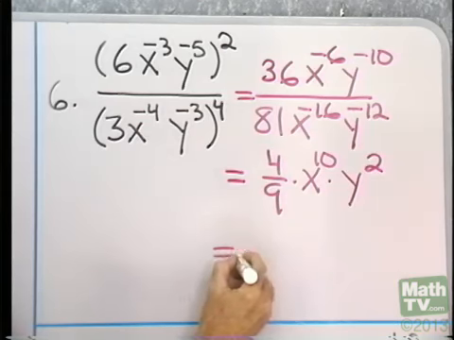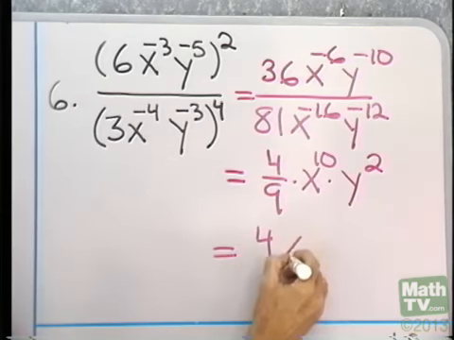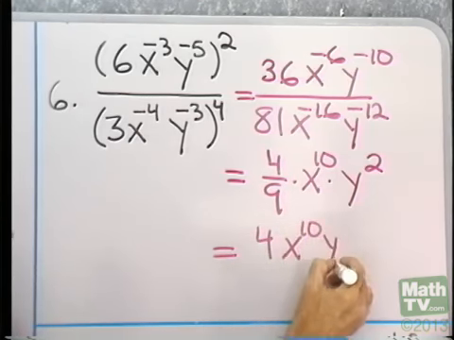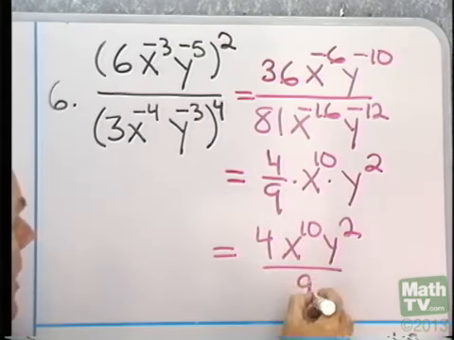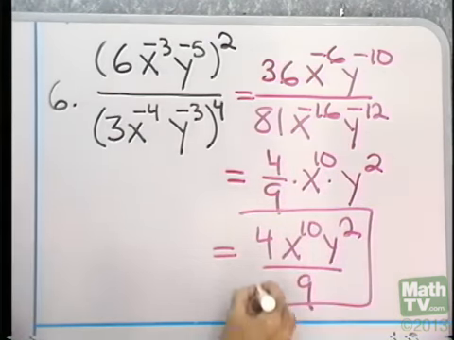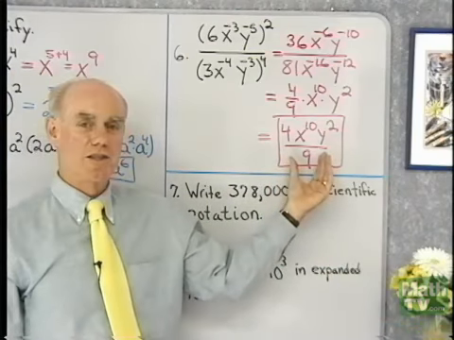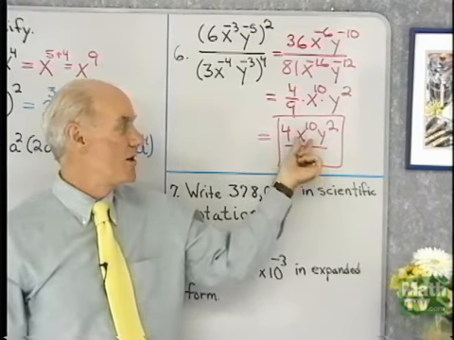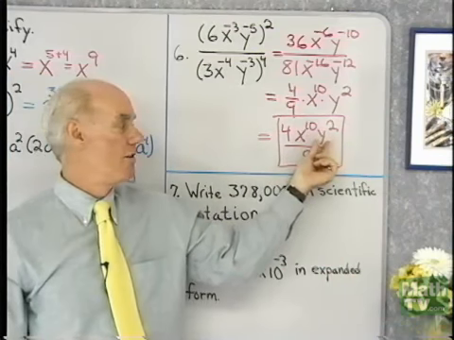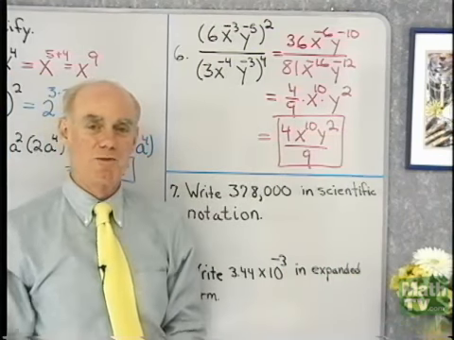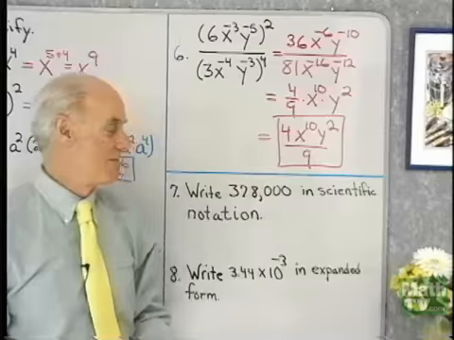Now I can simplify this a little further by just writing 4x to the 10th, y to the 2nd, all divided by 9. So here I've used my properties of exponents a couple of different ways and simplified this expression down to where I just have numbers, the variable x with an exponent and the variable y with an exponent. The next problem involves scientific notation.